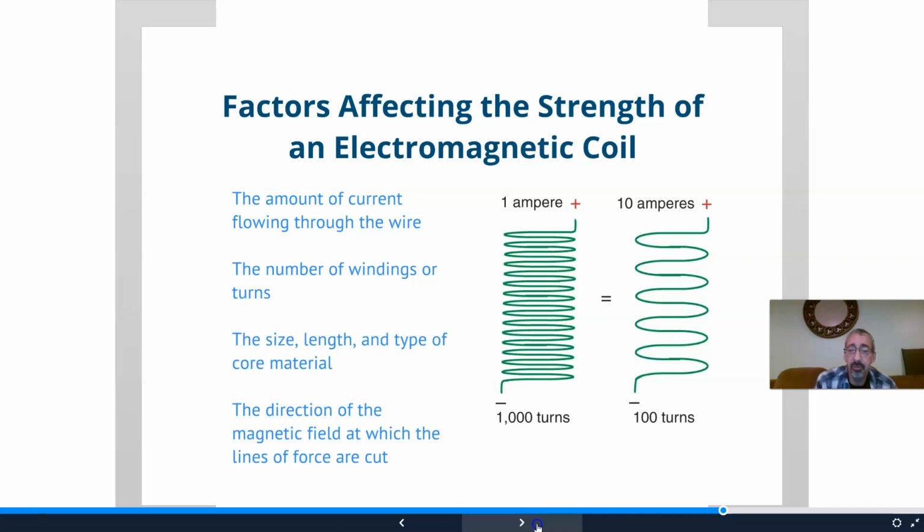And then the direction of the magnetic field at which the lines of force are cut. It all depends on the way the field surrounds the wires. There's a relationship that comes with the direction that the magnet faces, and that's what that comes into. We're not going to go too crazy into it now. You just need to get a feel for these principles that are at play, because when you drive your car home later, these things are happening.